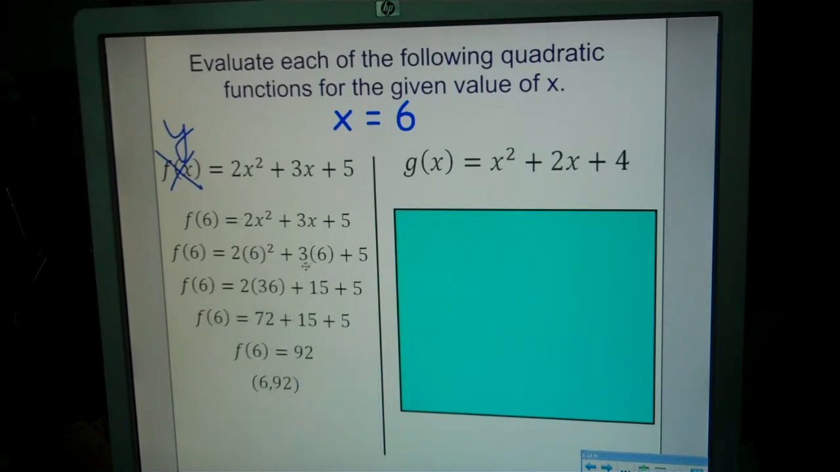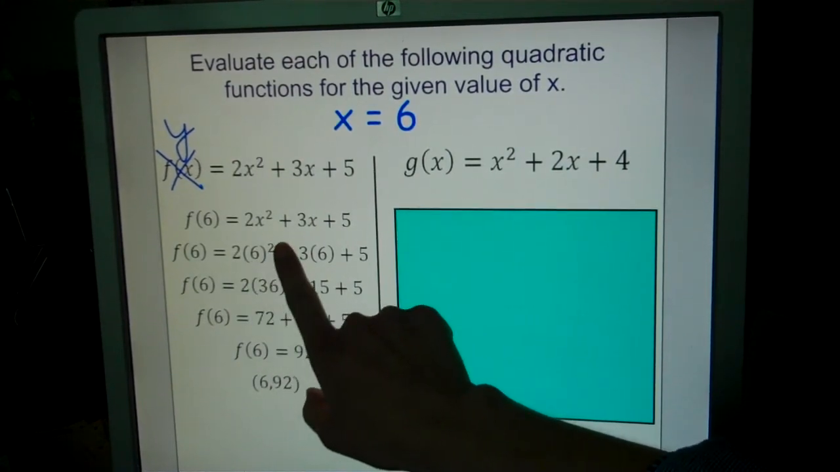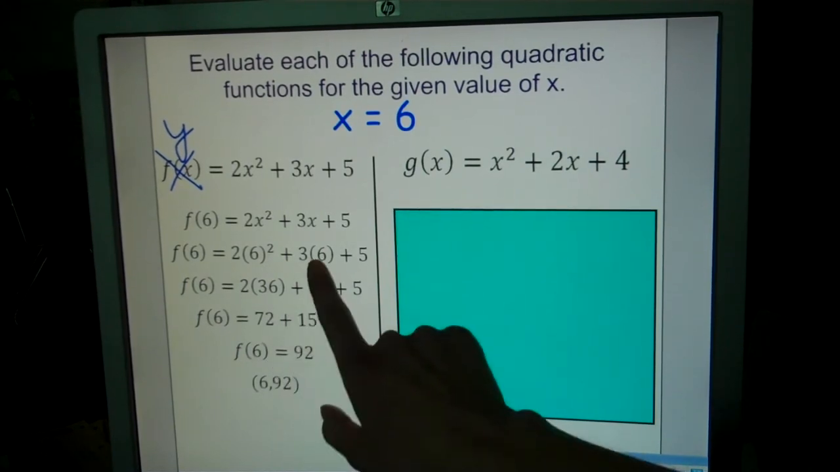Look, you plug 6 in. You've got to remember your order of operations. Exponents come first. 6 times 6 is 36. 2 times 36 is 72.